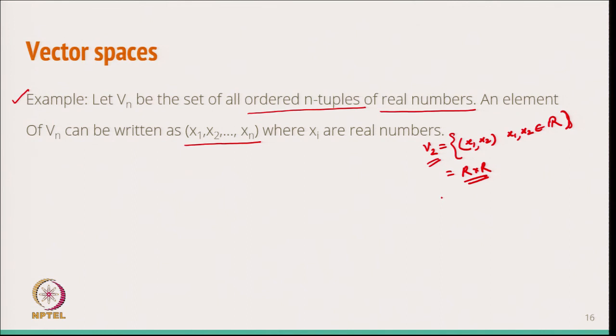Similarly, V3 is the 3D space, the set of all (x1, x2, x3) where x1, x2, x3 belong to R. So, this is equal to R3. So, the whole space we are defining. So, V1, V2, V3: V1 is, for example, the real line. So, this is V1, this is V2, V3, and the same way we can define Vn that has n-tuples.